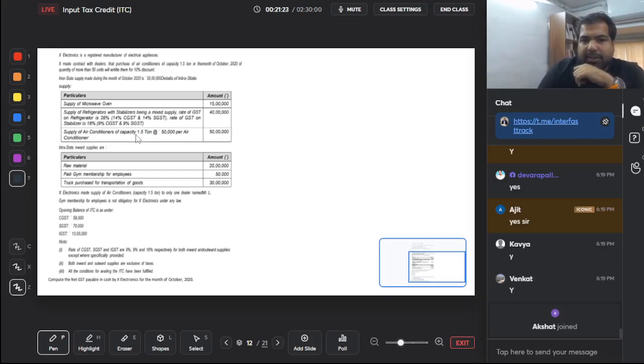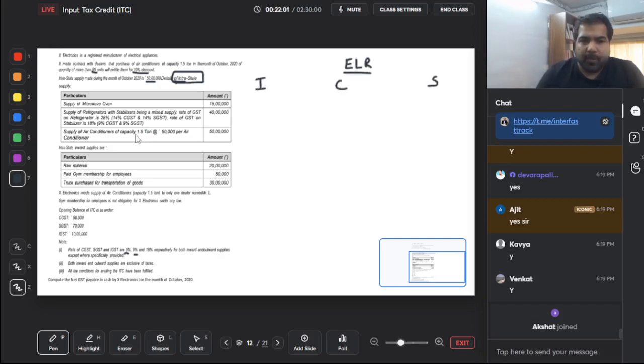Guys, X Electronics is a registered manufacturer of electrical appliances. It made a contract with dealers that purchase of air conditioners of capacity 1.5 ton in the month of October of quantity of more than 50 units will give them a 10% discount. Guys, let's see if the dealers have bought more than 50 units. Intrastate supply made during the month of October is 50 lakh. Details of intrastate supplies are as under. Guys, these are all intrastate supply. That means 9% and 9% GST. So this is electronic liability register, IGST, C and SGST.